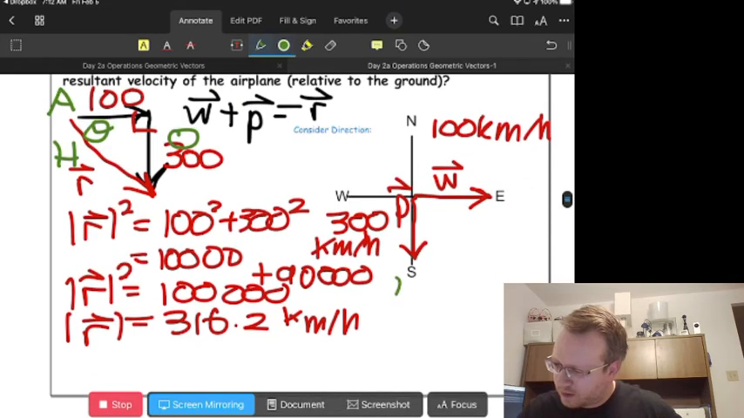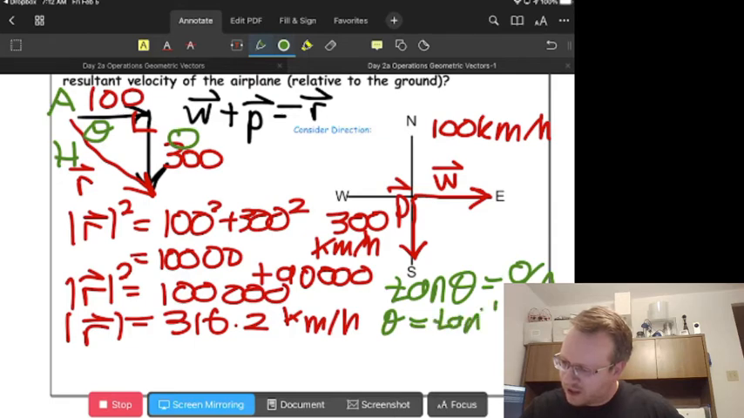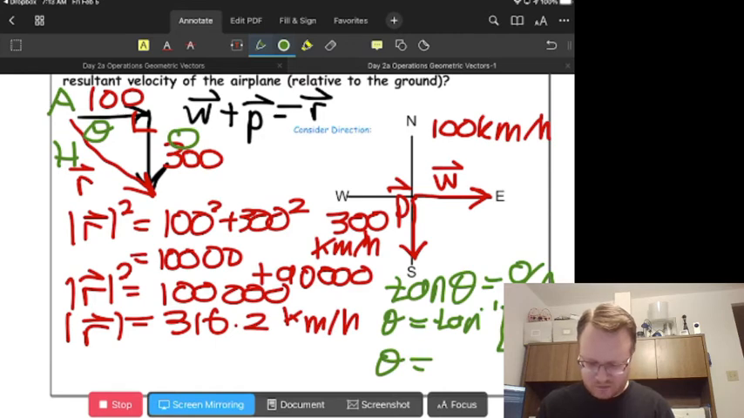So tan theta equals O over A. I usually find it helpful to write the original formula before I plug in my values. I'm going to rearrange right away just to save time here. So theta equals tan inverse of my opposite side was 300. My adjacent side was 100. So tan inverse of 300 over 100, or in other words, tan inverse of 3, is going to be 71.6.